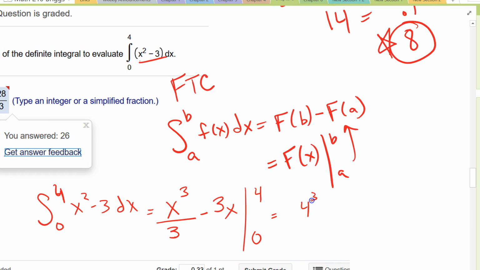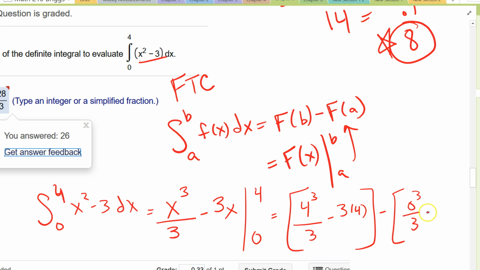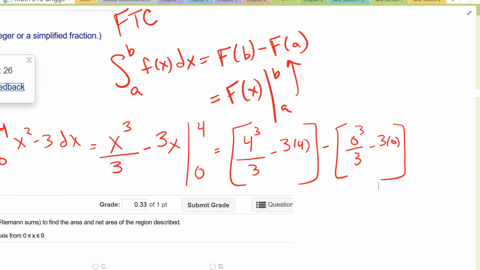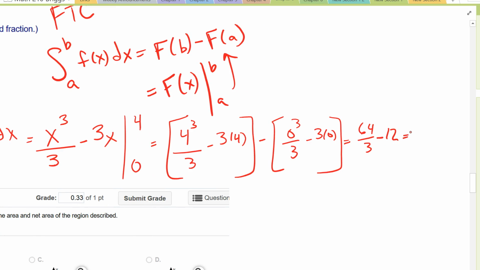So in this case, I have 4 cubed over 3 minus 3 times 4. And I'm going to subtract that from 0 cubed over 3 minus 3 times 0. So this would end up being 64 over 3 minus 12. Minus this whole thing goes to 0. So I would end up with 28 over 3.